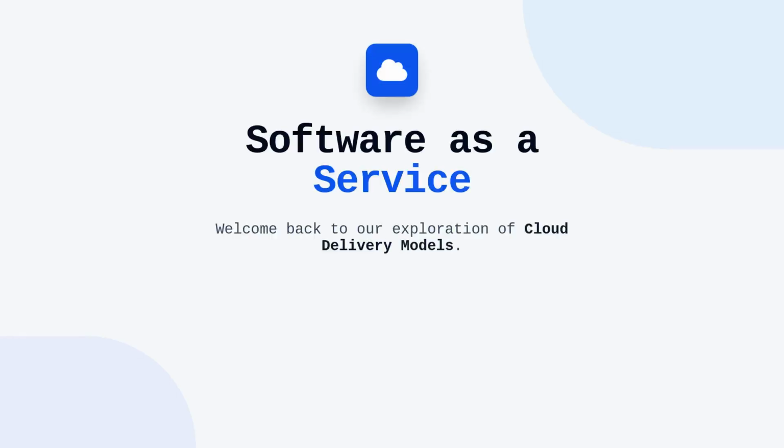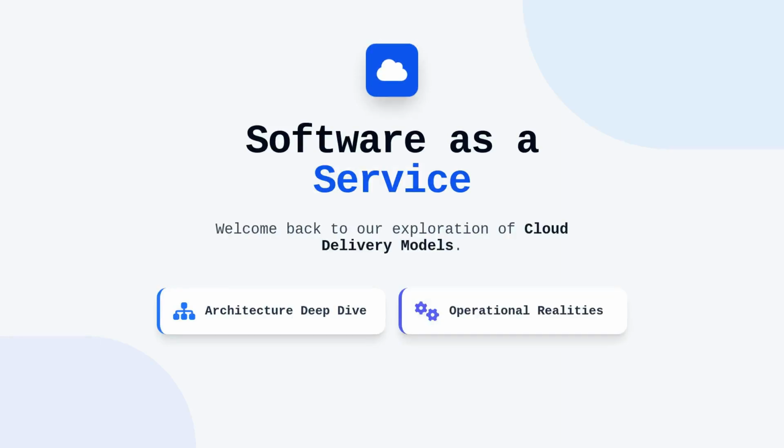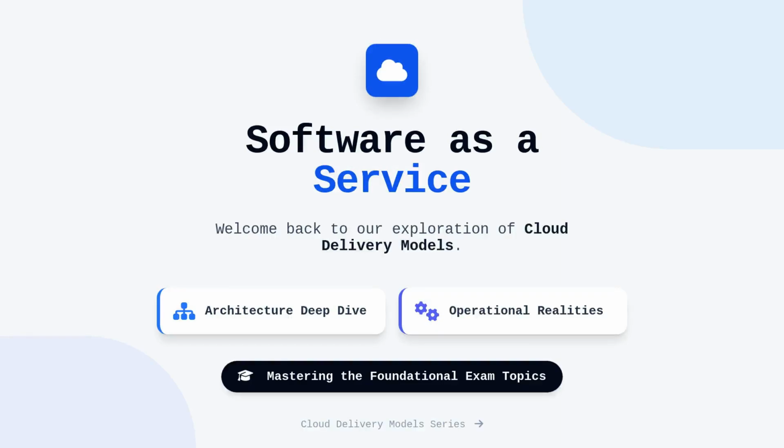Welcome back to our exploration of cloud delivery models, where we now turn our attention to software as a service. This lesson covers the architecture and operational realities of SaaS, providing the foundational knowledge you need to master this exam topic.